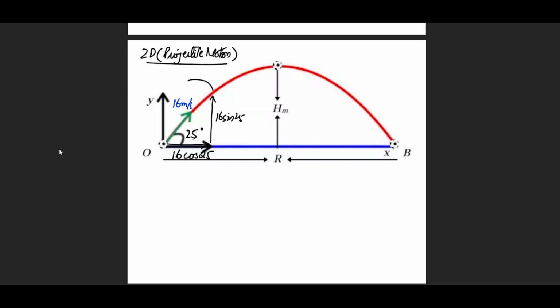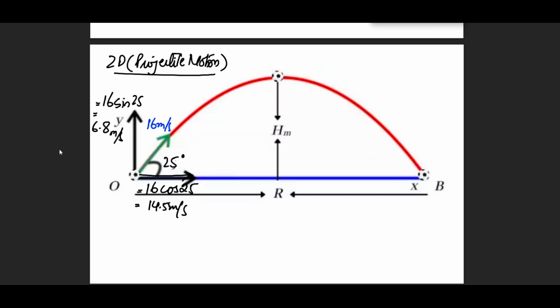Now, since it is exactly the same component as this one by the head to tail method, I'm going to write this down: 16 cos 25 for this one. So 16 sin 25. What I generally recommend to students is to convert these numbers into their decimal forms so that it becomes easy for us to understand and solve. So 16, and make sure that your calculator is in degree mode. So this comes out as 6.76, so I'm rounding this off as 6.8 meters per second, and this one comes out as exactly 14.5. So 14.5 meters per second forward, right? Okay.